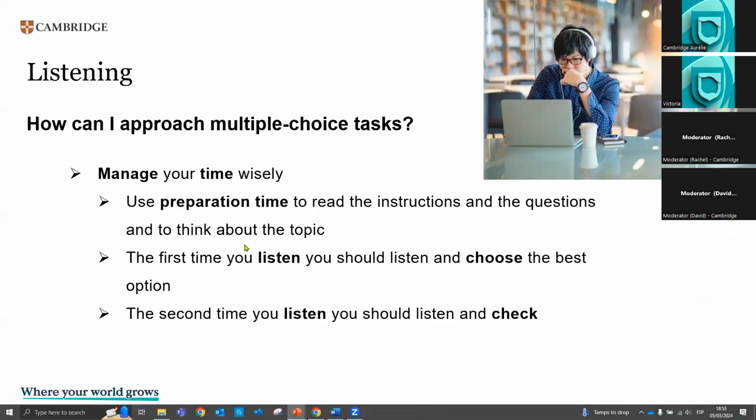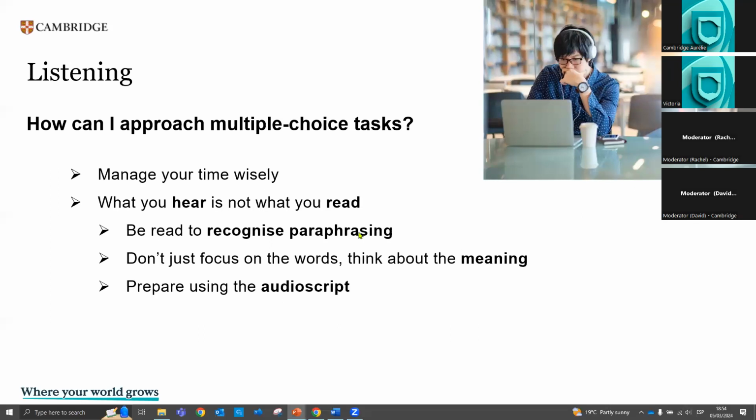So how can we approach multiple choice tasks? Well, important that we manage our time wisely, that we use preparation time to read the instructions and the questions, and that we think about the topic. That we use our time well, in the sense that we use maybe the first time to listen, to choose the best option, what we think is the best option, and the second time we listen to check, or maybe to answer the question we weren't able to answer in the first listening, the first time the recording was played.